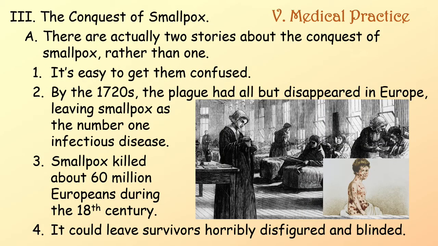The conquest of smallpox. There are actually two stories about the conquest of smallpox rather than just one, and it's easy to get the two of them confused. As we know, by the 1720s, the plague had all but disappeared in Europe, leaving smallpox as the number one infectious disease. Smallpox killed about 60 million Europeans during the 18th century. It could leave survivors horribly disfigured and blinded.